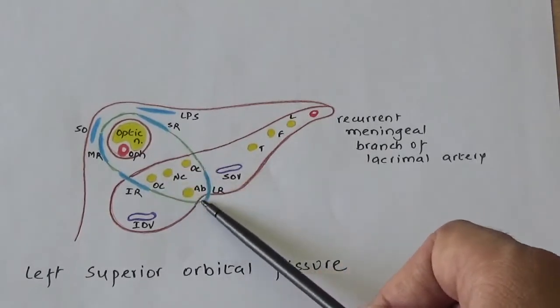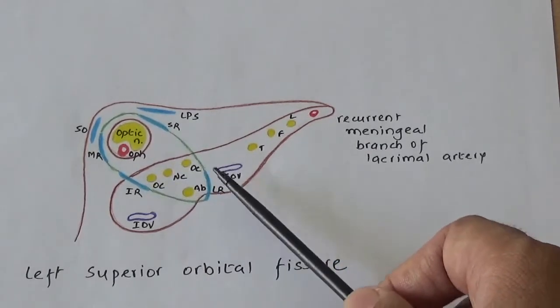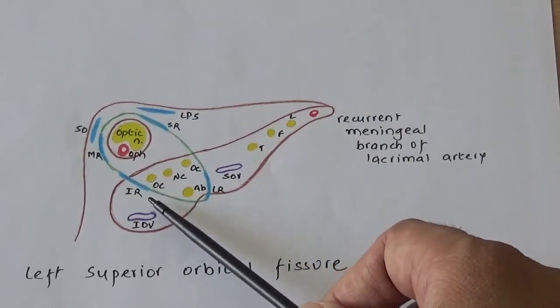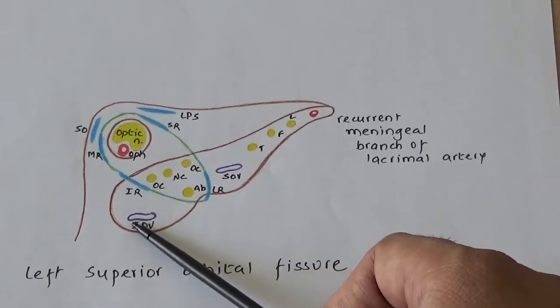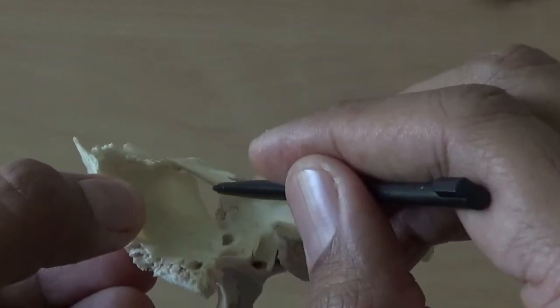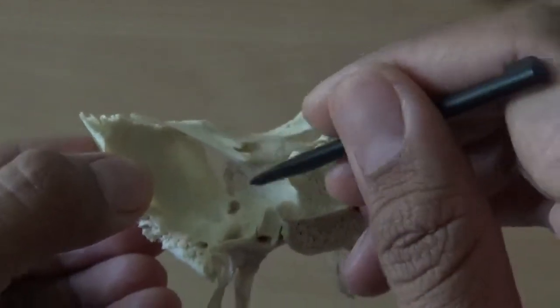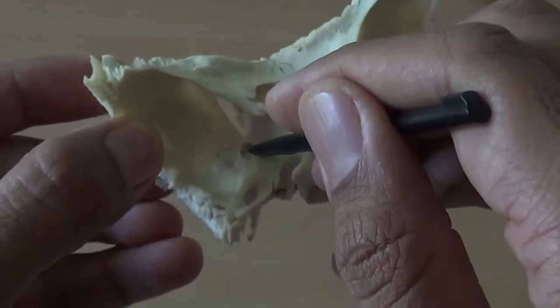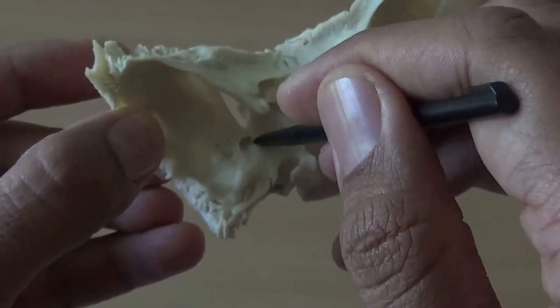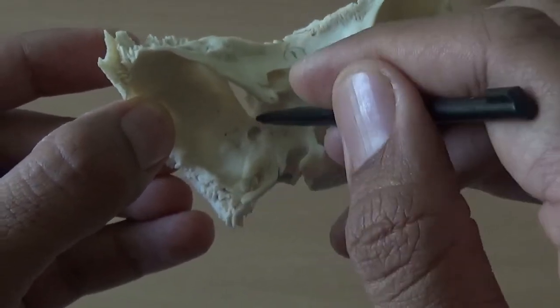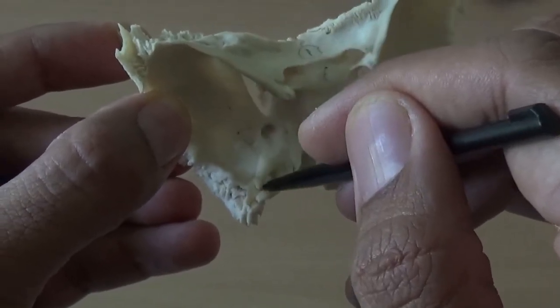So these many nerves are passing through the middle compartment, and the medialmost compartment will allow passage of the inferior ophthalmic vein. So this is about the superior orbital fissure. Now below and behind, mainly three foramina are found in the greater wing of sphenoid, which are oriented crescentically. You can see over here.